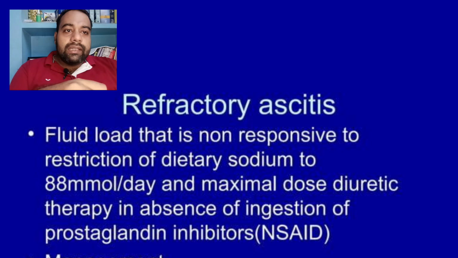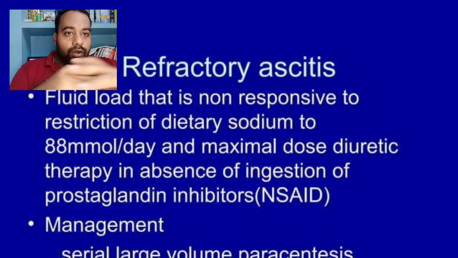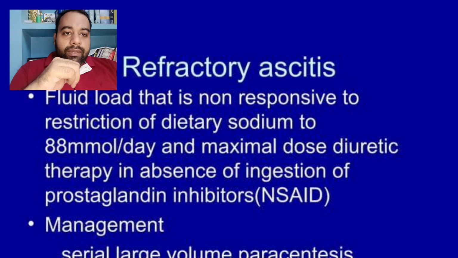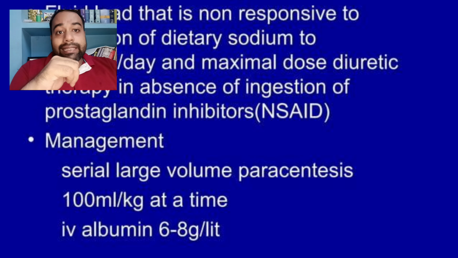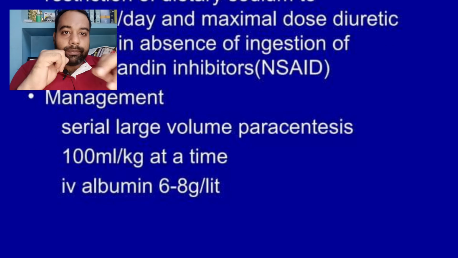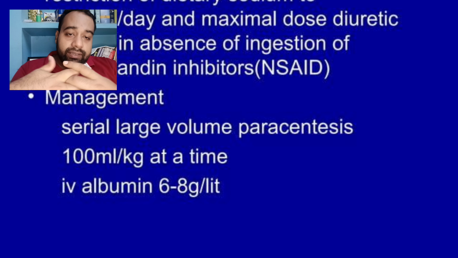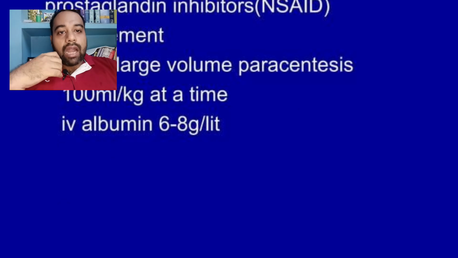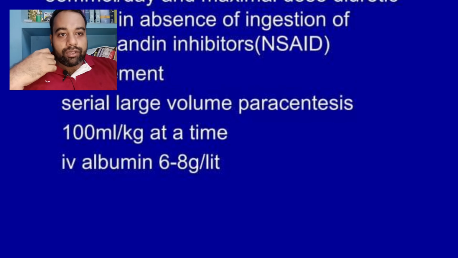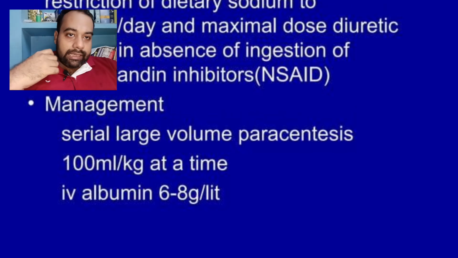Now, regarding refractory ascites, it is fluid overload that is not responsive to dietary sodium restriction and maximal-dose diuretic therapy in the absence of NSAID ingestion. So here the management is supposed to be serial large-volume paracentesis, at 100 milliliters per kg at a time. Also, you can start the patient on IV albumin, 6 to 8 grams per liter.